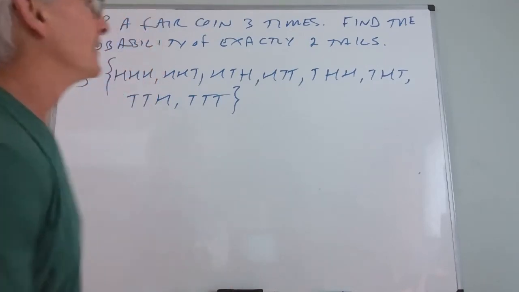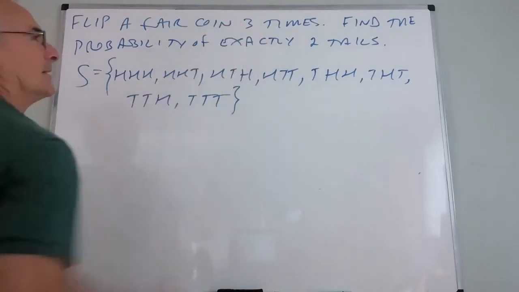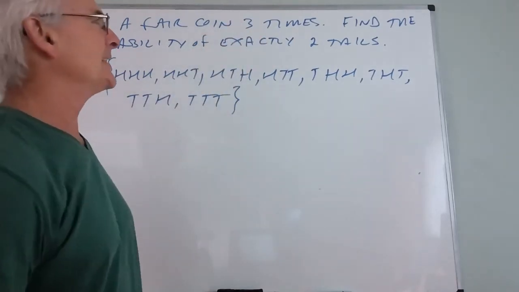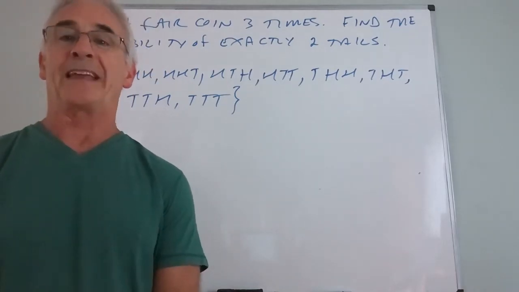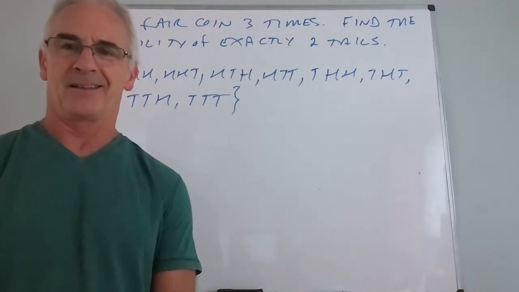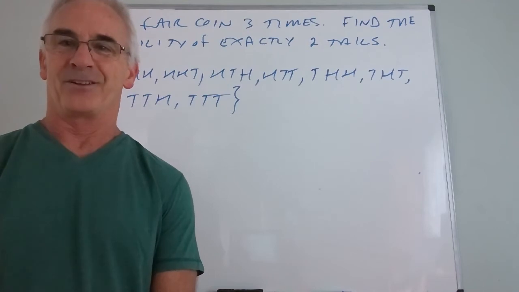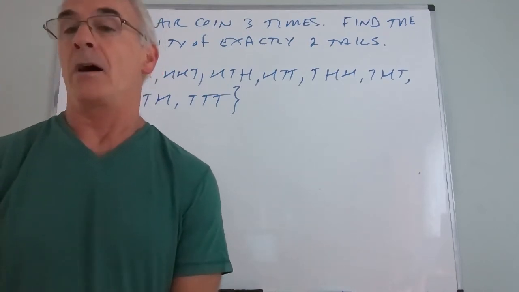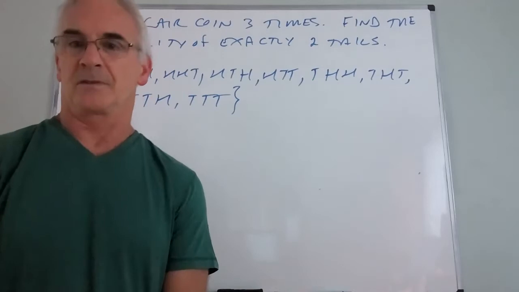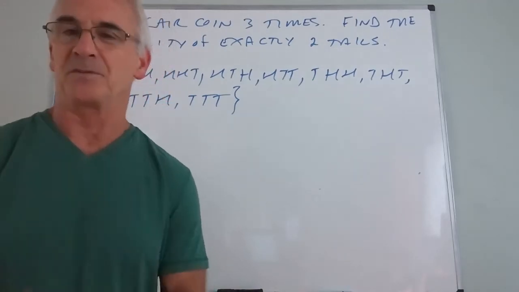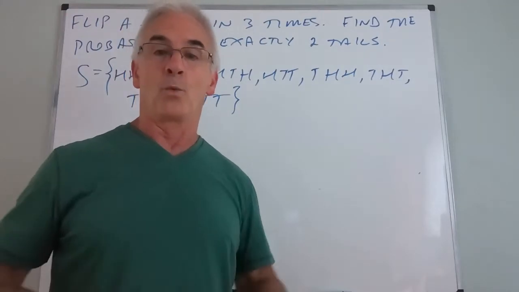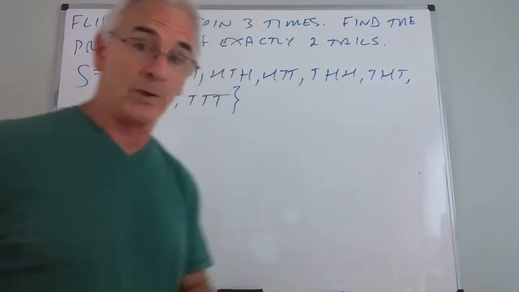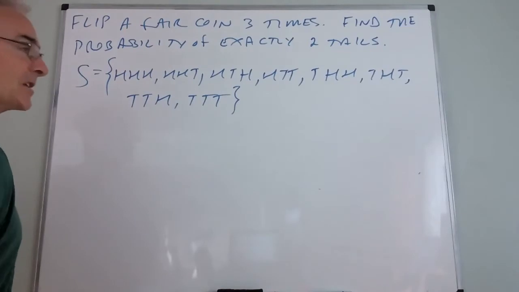Could we have predicted the eight before we wrote them down? How do you get an eight from flipping a coin three times? 2 to the power of 3. What if I flip the coin 4 times, 5 times, 10 times? Do you suppose maybe 2 to a power? Yeah, it turns out that's exactly correct. We don't know how to calculate that one quite yet, but we will. So the 8 outcomes doesn't surprise me.